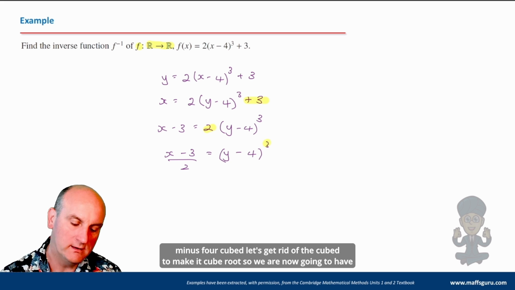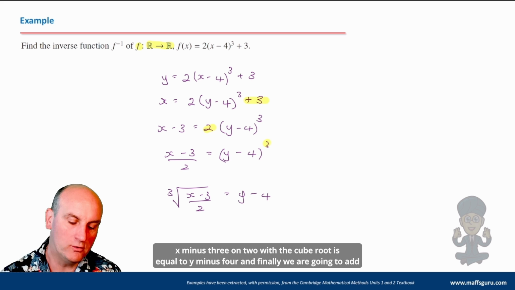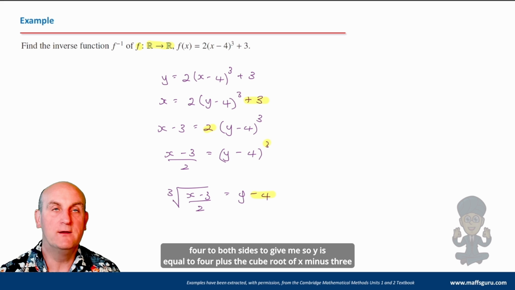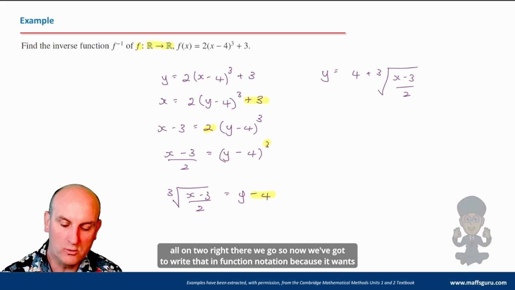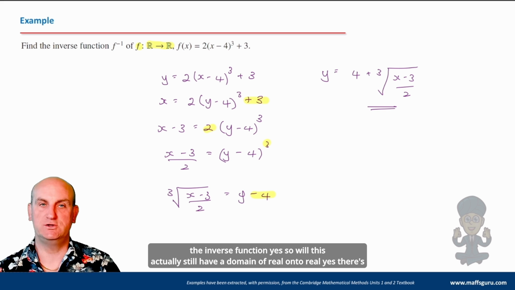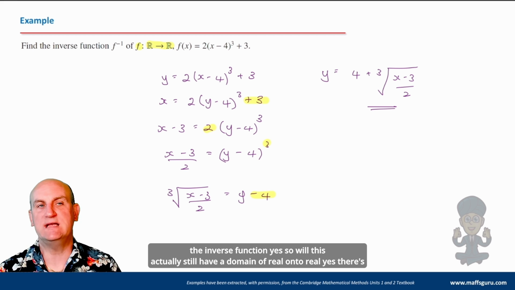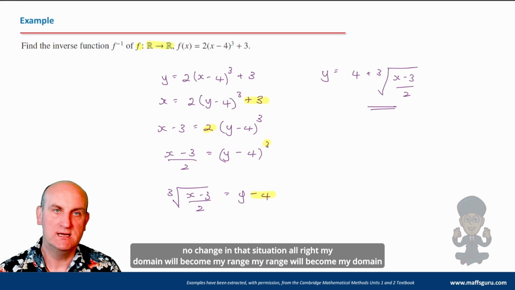Let's get rid of the cubed to make it cube root. So we are now going to have the cube root of (x minus 3) on 2 is equal to y minus 4. And finally, we are going to add 4 to both sides. So y is equal to 4 plus the cube root of (x minus 3) all on 2. Right, there we go. Now we've got to write that in function notation because it wants the inverse function. So will this actually still have a domain of real onto real? Yes, there's no change in that situation.